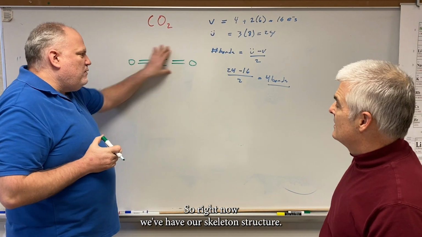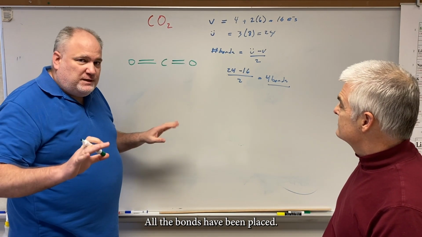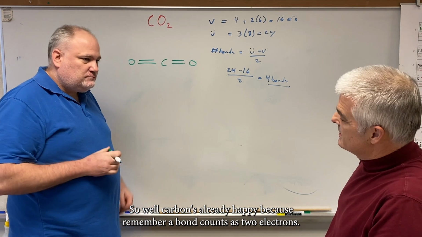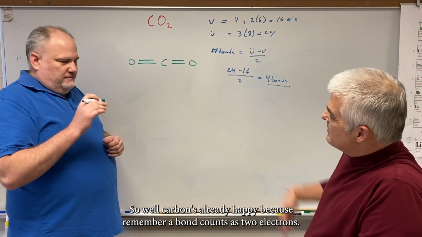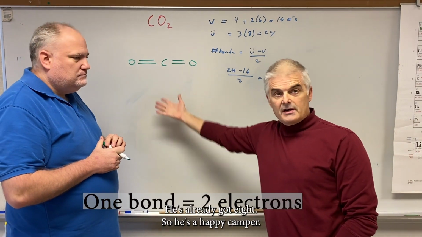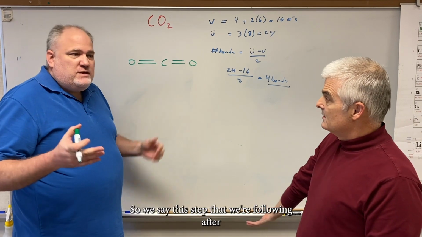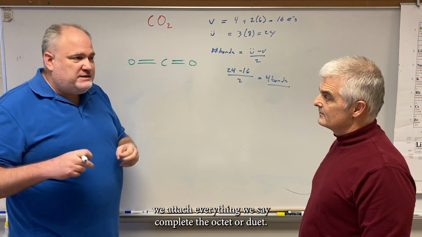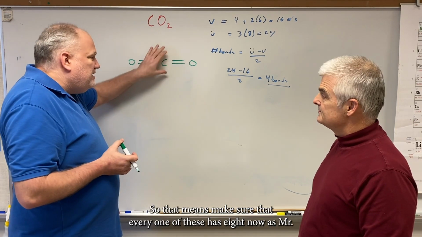So right now we have our skeleton structure. All the bonds have been placed. Our question is now, how do we make each of these atoms happy? Well, carbon's already happy because remember a bond counts as 2 electrons. So 2, 4, 6, 8. He's already got 8, so he's a happy camper. So we say this step that we're following after we attach everything, we say complete the octet or duet.